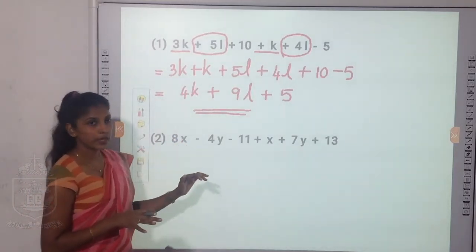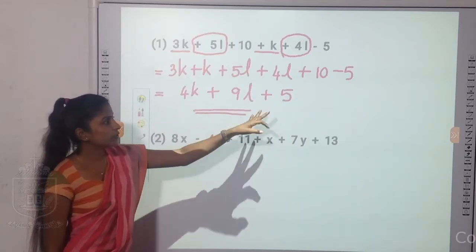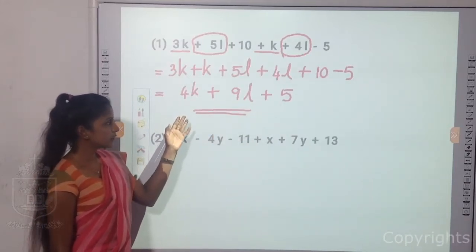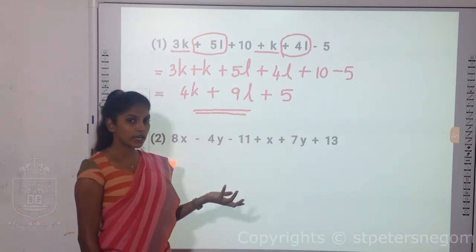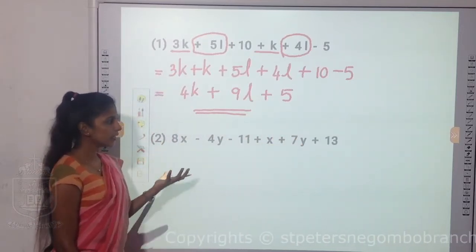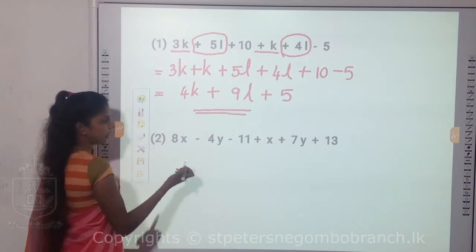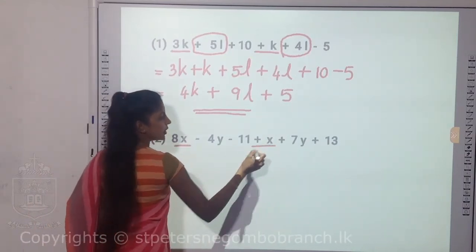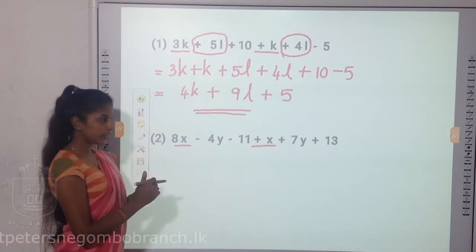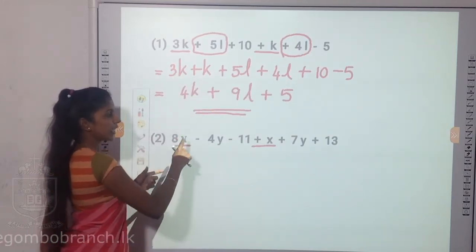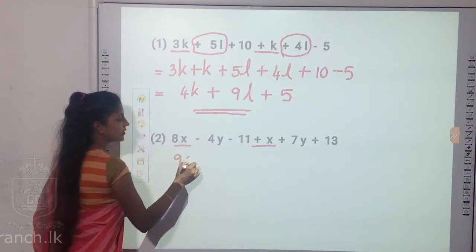We can't simplify it more because there are three different terms. This is in terms of k, this is in terms of l, and this is just a number, so we can't simplify it. And another example here, in the same manner we can simplify 8x plus x. Now I am not going to write this step, I am going to obtain the answer directly without writing this step, okay? 8x plus x answer is 9x.